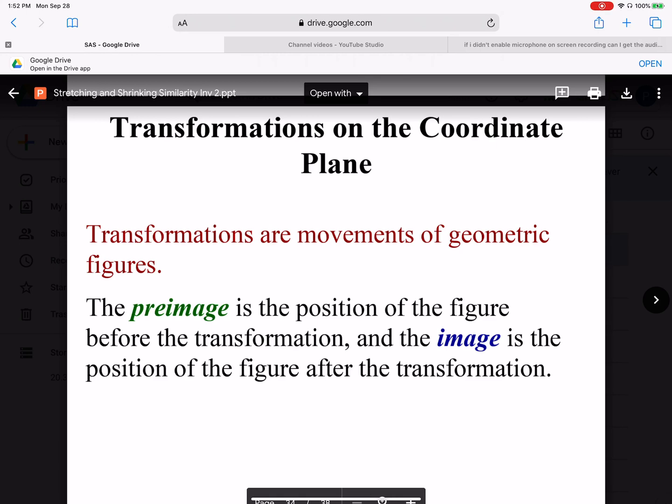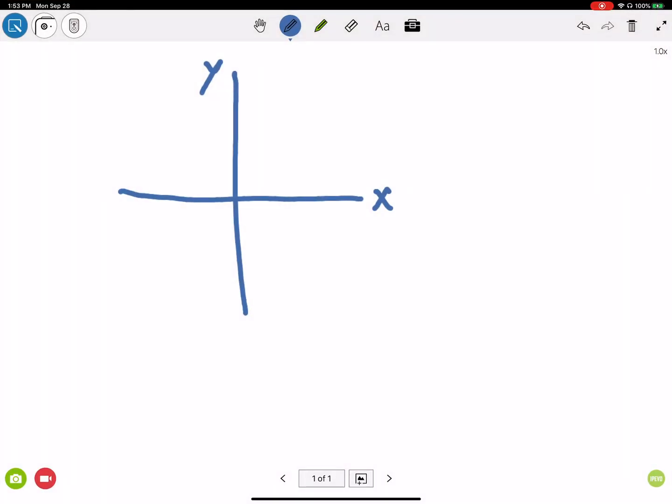So a transformation is basically a movement of geometric figures. Could be a point, could be a shape, okay? We're going to be moving things on the coordinate plane. But remember, whatever's on the coordinate plane is comprised of points or coordinates. Now, if we change or move something as a transformation, we're talking about a few things.